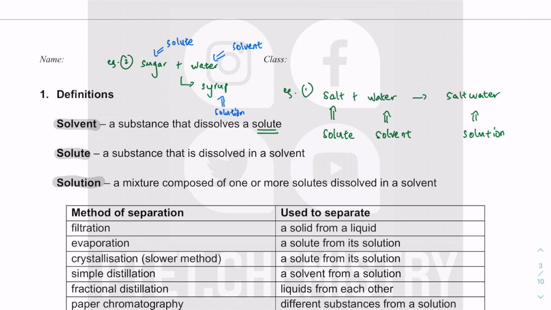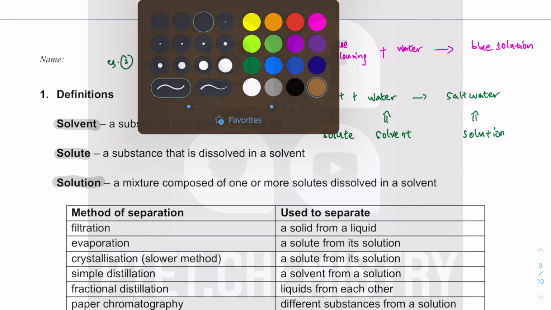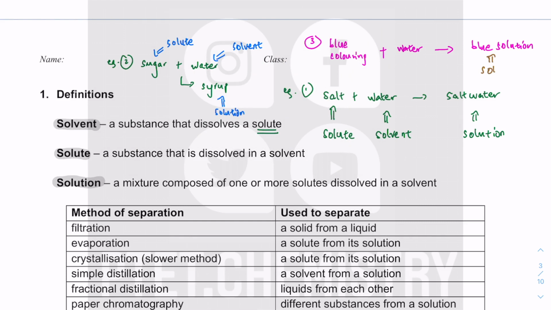Of course, it's not just solids that dissolve in the water. You could also think about, I don't know, the other one I could be thinking about is coloring. Okay, so let's say blue coloring, but I'm using a pink color, that doesn't matter. So like you can add a blue coloring to water and then you get a blue solution. So that blue solution itself is a mixture because it consists of the coloring dissolved in the water. So it's a mixture of one or more substances, the solute, dissolved in a solvent. This is still the solvent, and then the blue coloring in this case is the solute.